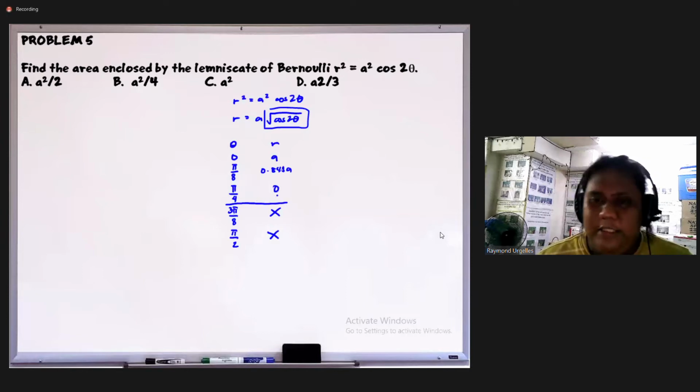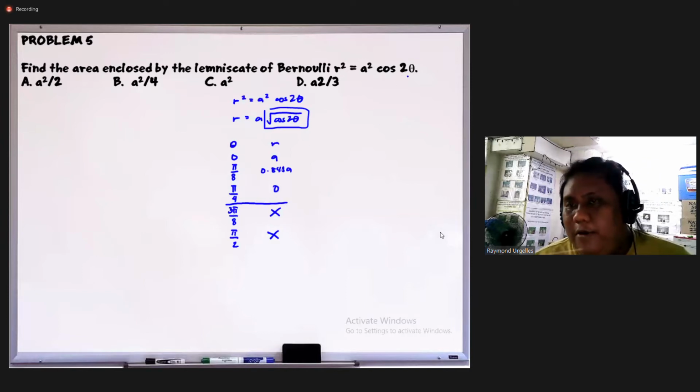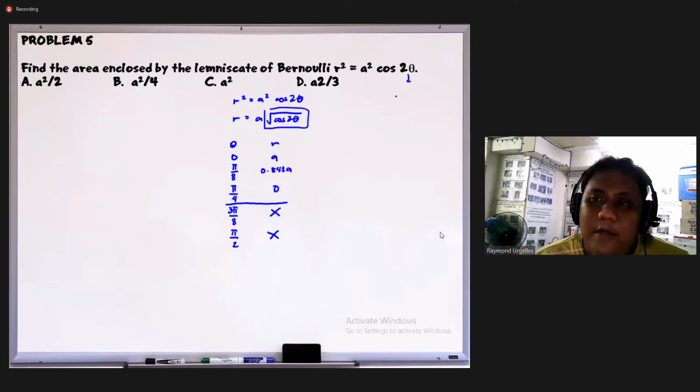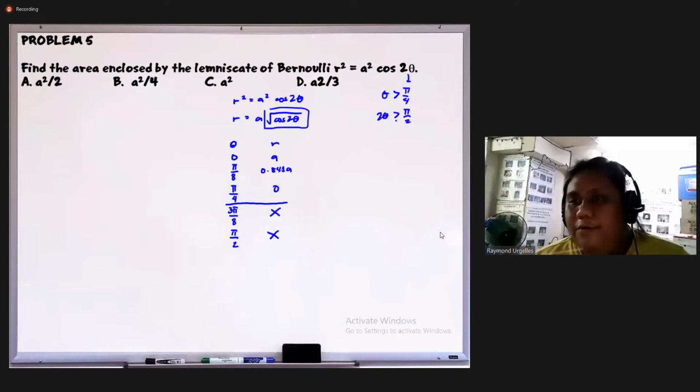Which makes sense, because if you go past pi over 4, what will happen here? If our theta is greater than pi over 4, then 2 theta will be greater than pi over 2. Once you go past pi over 2, the cosine of 2 theta will be less than 0.